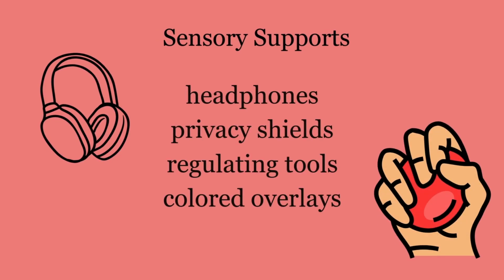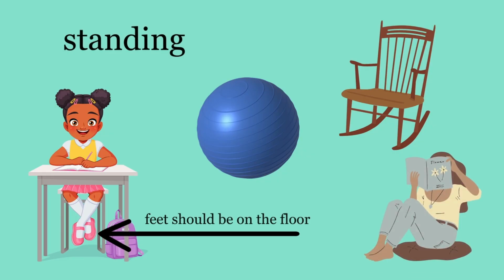4. Providing sensory supports: headphones, privacy shields, regulating tools, colored overlays. 5. Designing variable seating opportunities: standing, sitting at desk, sitting on cushion, sitting on fitness ball, moving in rocking chair. Ensure proper seating at desk with feet firmly on the floor.